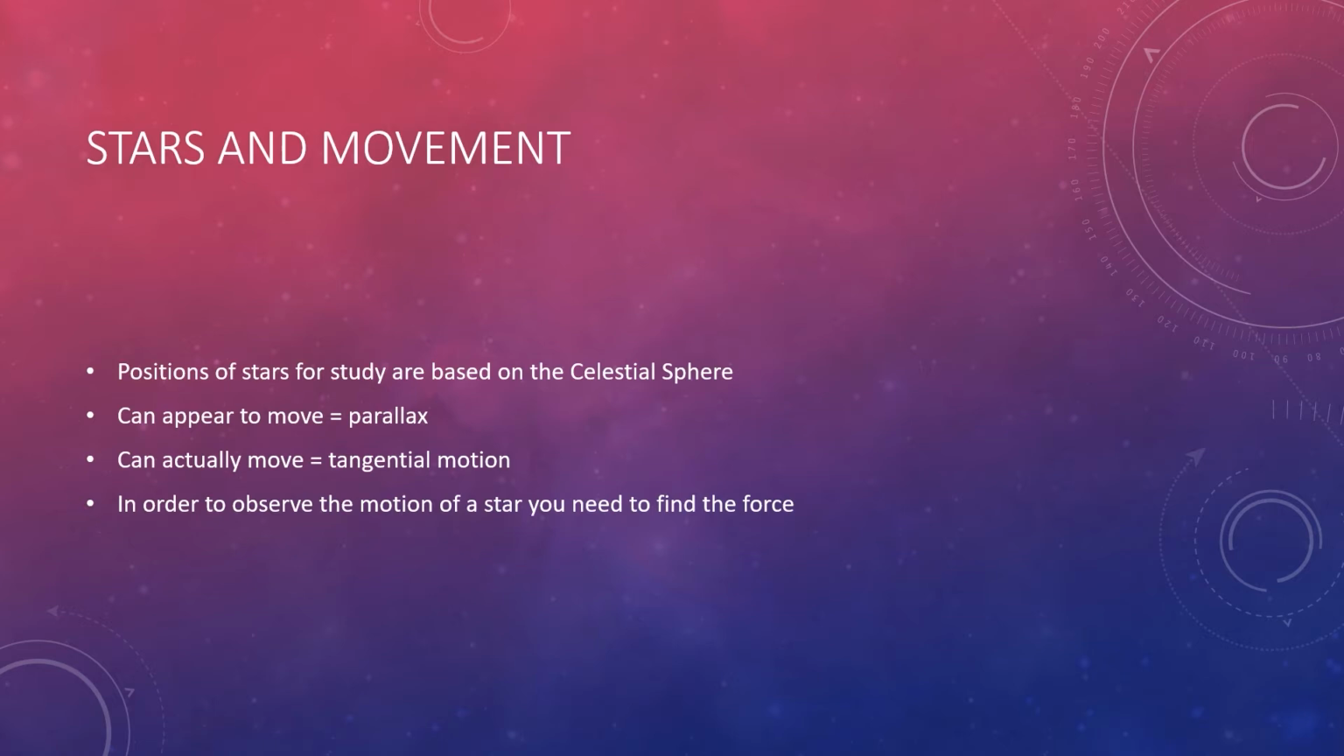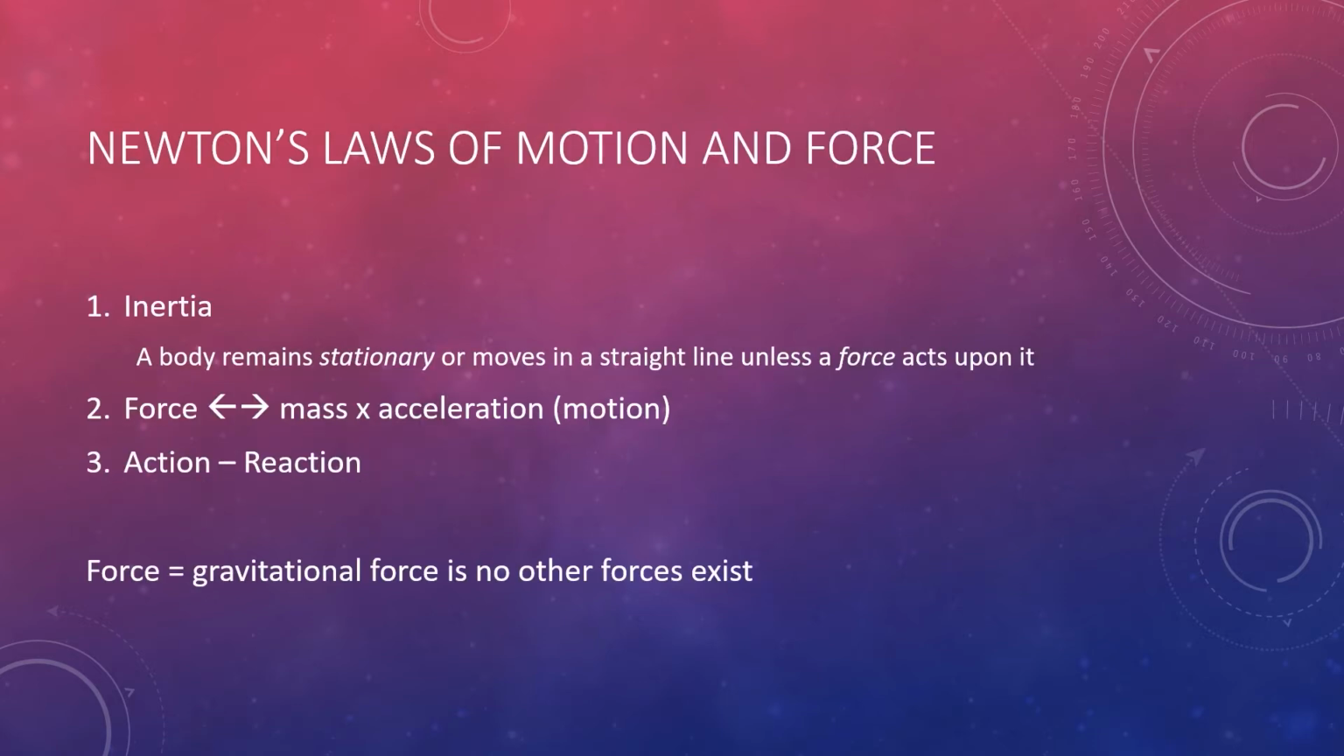In order to observe the motion of a star, you need to find the force that moves it. So we have two different types of movement: parallax, where it appears to move, and when it actually moves, which is tangential. We're going to review the laws of motion and force before we go any further. Newton's first law of motion was inertia. A body remains stationary or moves in a straight line unless another force acts upon it.